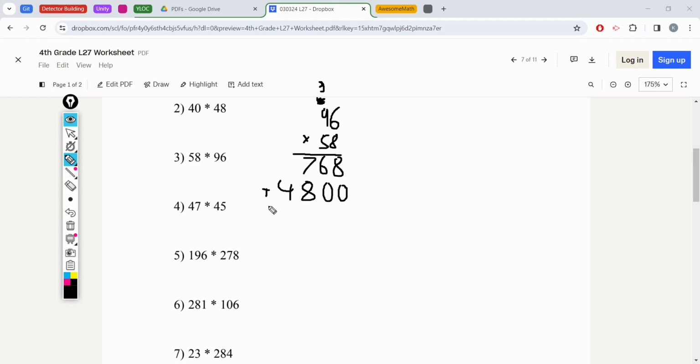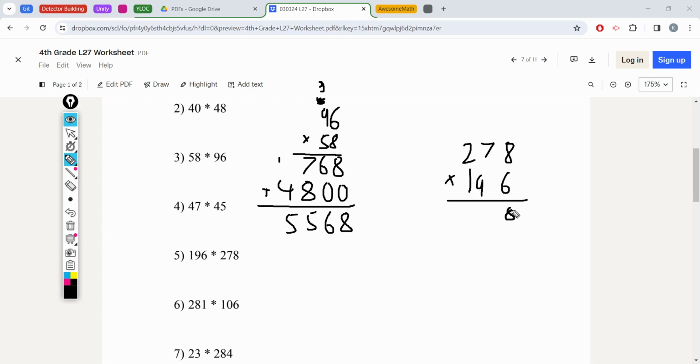And then we add these two together. 8 plus 6, we get 15, we carry the 1. 1 plus 4 is 5. So we get 5,568. And then for this next problem, we have 3 digits now. So 278 times 196.